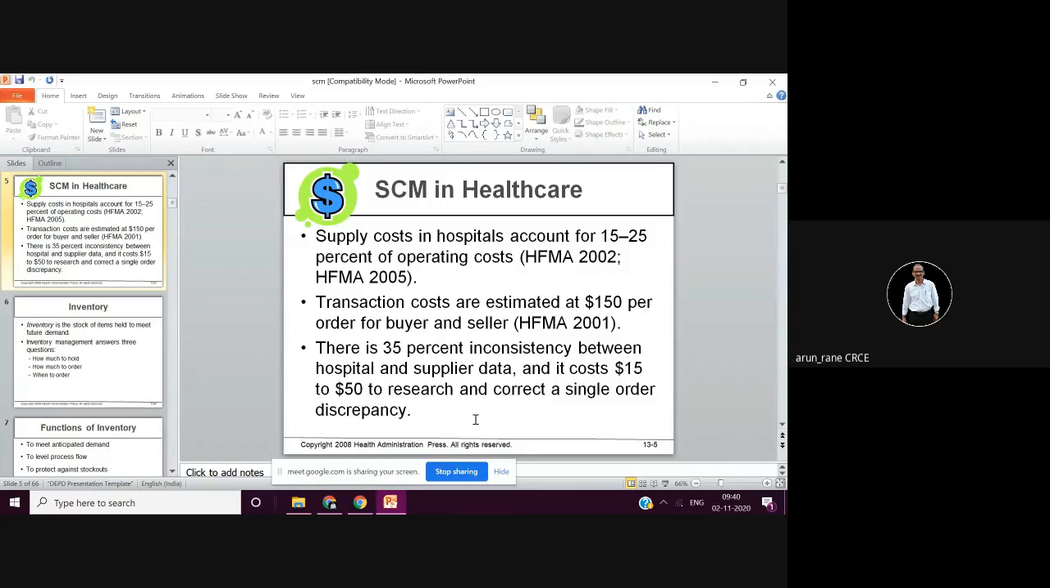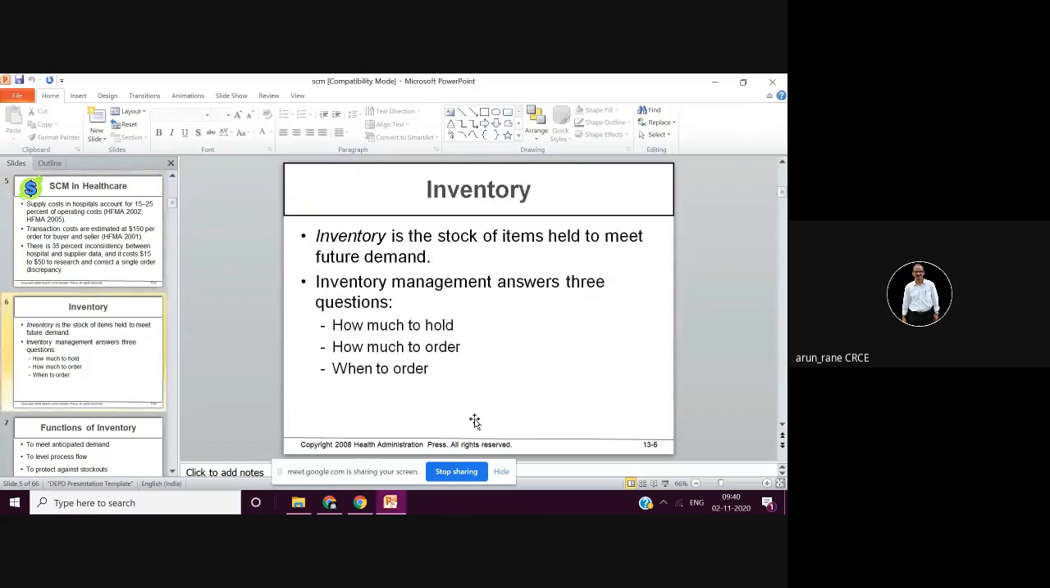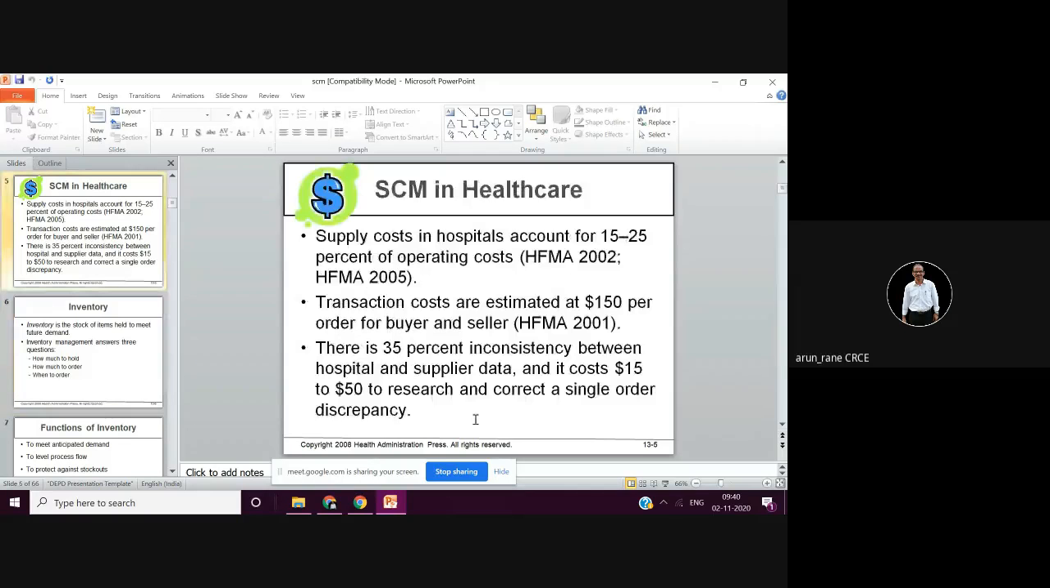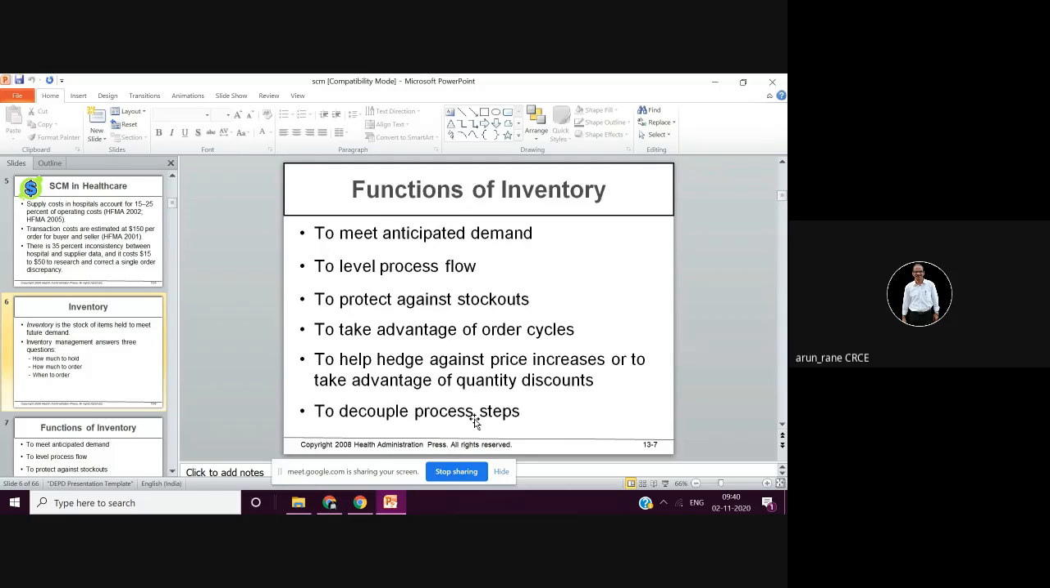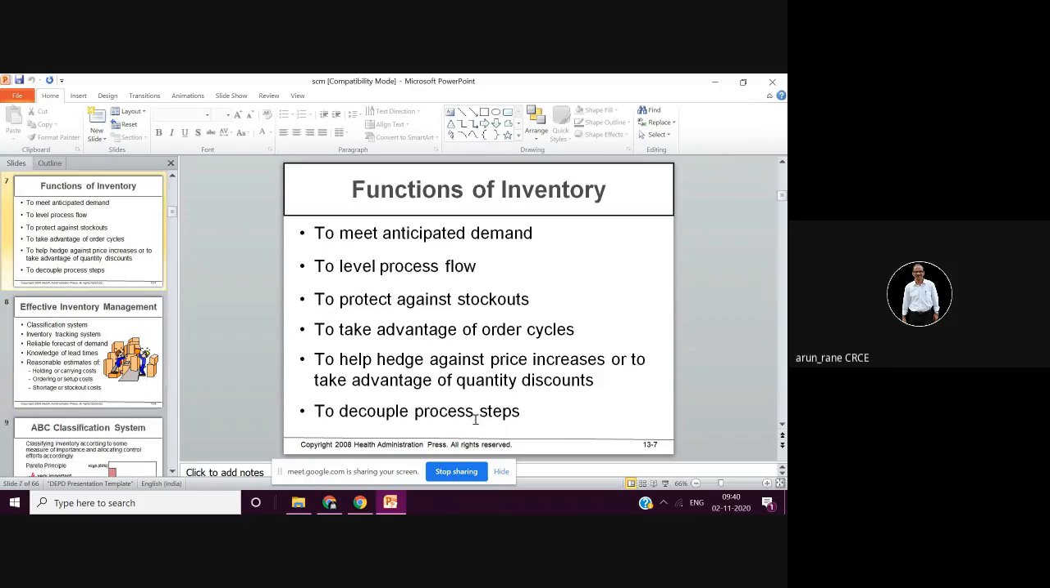This is the case study for healthcare, and it was simulated using Arena simulation software. Arena is helpful for simulating your supply chain also. Now, whenever you say SCM, inventory will definitely be considered. Inventory is, in a simple way, how much to hold, how much to order, and when to order.